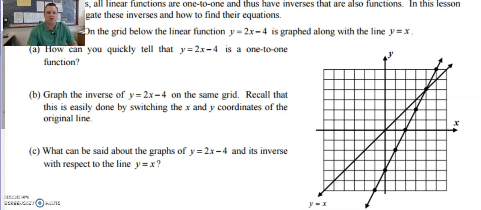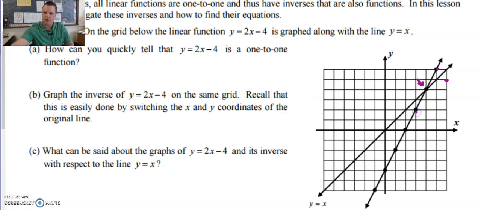So graph the inverse of 2x minus 4 on the same grid. So all you're doing is switching the x's and the y's. So when I switch the x's and the y's, this coordinate up here is (5, 6), so I have (6, 5). Okay? This one is (4, 4), and it's right on both lines, so it just stays there.